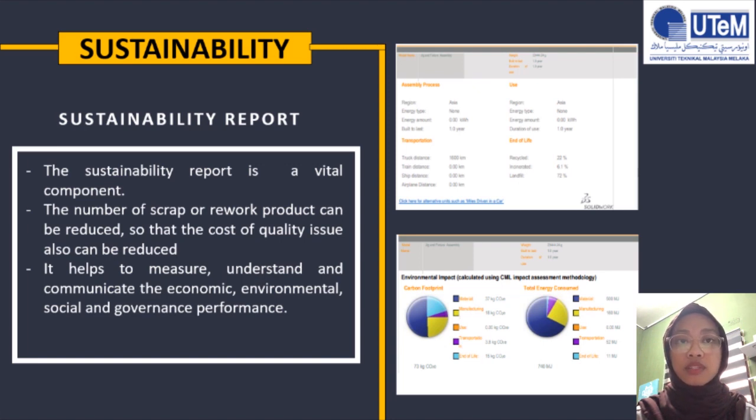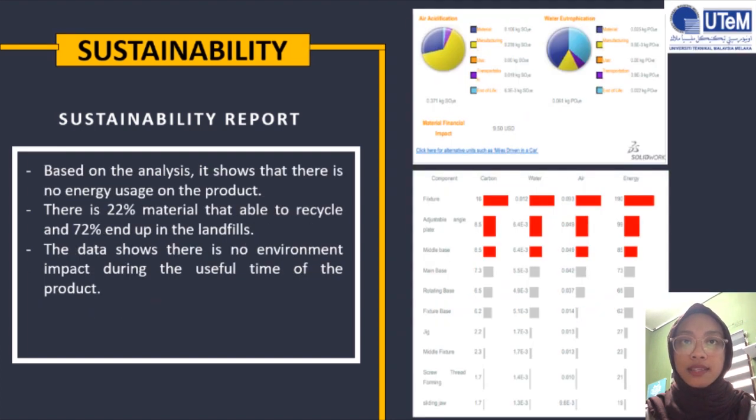The sustainability report is generated using SolidWorks software. Sustainability is an important part of my presentation because it helps the manufacturer to measure, understand, and communicate the economic, environmental, social, and governance performance. It shows the sustainability impact caused by the product in daily care. Based on the analysis, there is no energy amount during the usage of the jig and fixture.